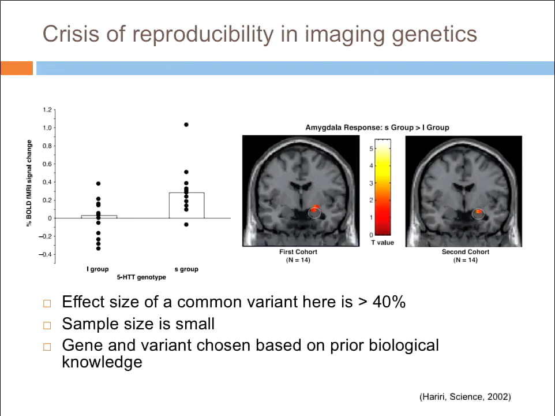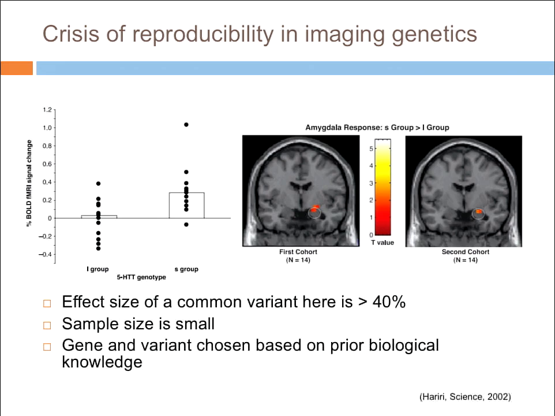Okay, so one of the first studies to do imaging genetics looked at amygdala response based on different genotype groups of a serotonin receptor. They found that the effect size of a common variant on brain function was about 40%, so 40% of the variance explained. The sample size they used was small, about 14 subjects in each group. And the gene and the variant chosen were based on prior biological knowledge: the serotonin transporter allele has something to do with the function of the amygdala.